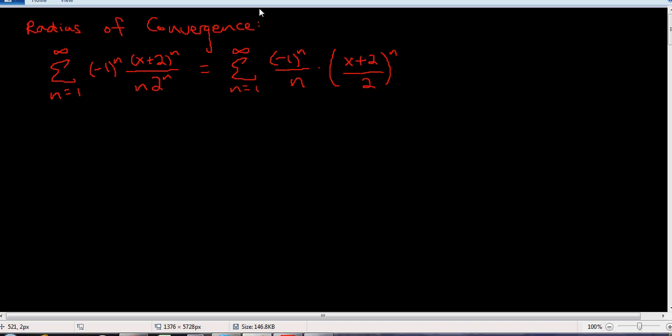Hey everybody, I'm back. I am going to do a tougher example on the radius of convergence. So here I've got the series of (-1)^n (x+2)^n over n 2^n. I've just taken a little bit of a head start and rewritten it like this. This works because I'm just bringing the n over, and of course (x+2)^n over 2^n is the same thing as that whole thing to the n.